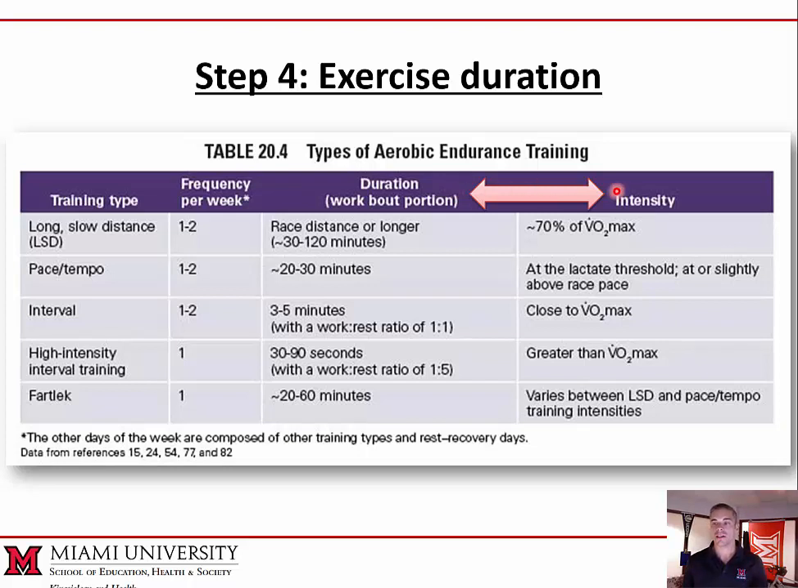We know that the duration of the training session is often influenced by the exercise intensity. Therefore, the longer the exercise duration, the lower the exercise intensity. So if we look at long, slow distance training, that's performed for a longer duration, but at a lower intensity compared to something like interval training, which is performed for a shorter duration, but a higher intensity, so closer to one's VO2 max.